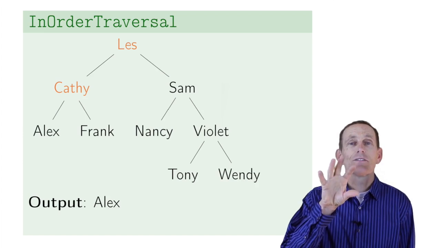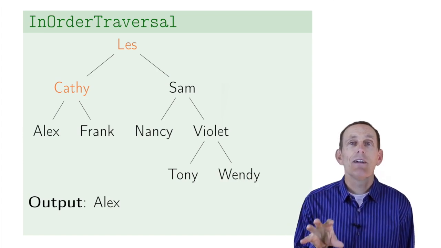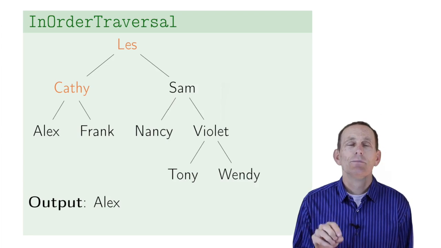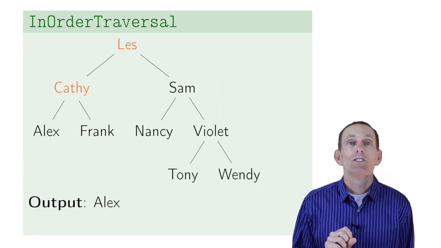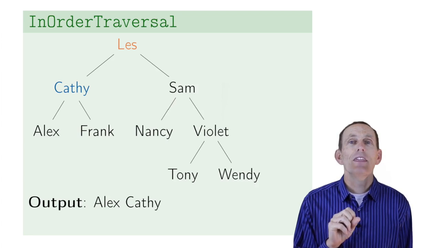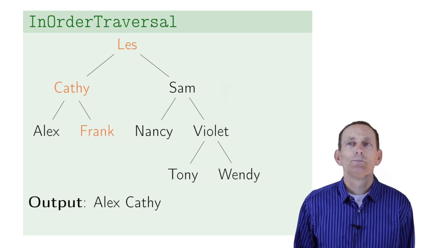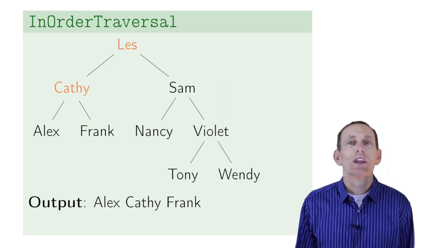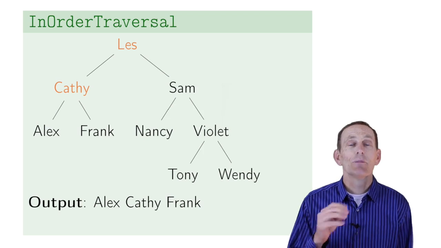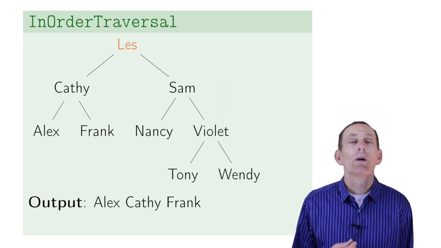So we have successfully completed Kathy's left subtree, so we did an in-order traversal of that. So now we're going to print Kathy and then do an in-order traversal of its right subtree, which is Frank. So we go into Frank. Similarly, now we're going to print out Frank. We finish with Frank and go back to Kathy. And now we've completed Kathy totally. So we go back to Les.